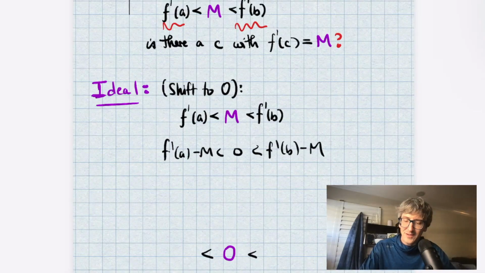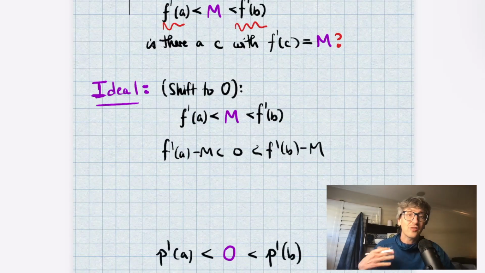And so we're trying to ideally end up with some function, maybe p of x, so that p prime of a is our small value, p prime of b is our big value. And pause the video to try to think about it, but I bet you can come up with what a function p of x would be that would do this.